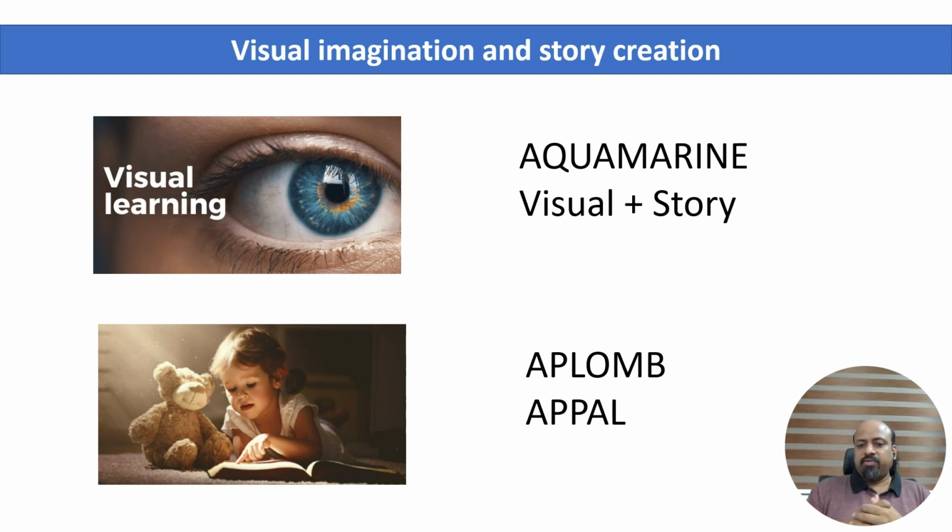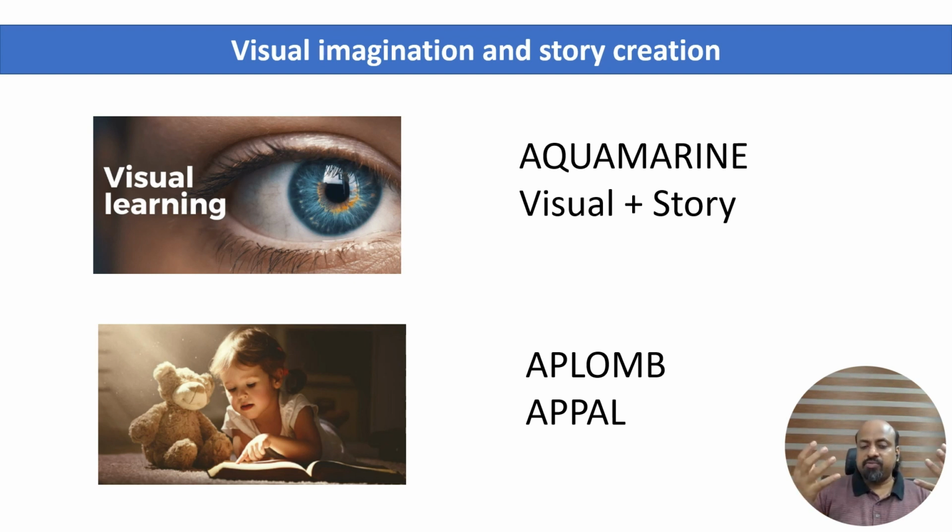For example, I have shown two words, aplomb and pearl. Some of you may be learning, some of you may know, or aquamarine is another word. So how do you visualize it? When you see this word aquamarine, because of the nature of this specific word, you may be connecting it with marine, and you may be able to make a story. So I have created a story in my mind related to marine and aqua, and my story will be different from yours.